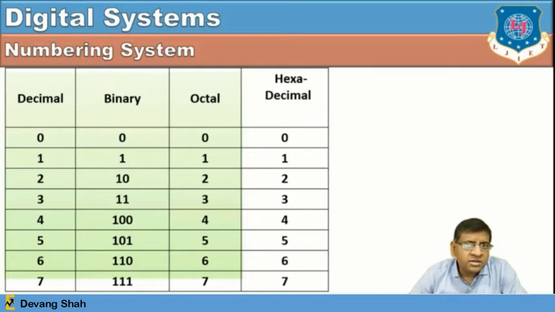So the binary numbering system you can represent in the form of bits. Octal has the range of 0 to 7. So any decimal number, if you want to convert into octal, the range is always from 0 to 7. Same way for hexadecimal, the range is from 0 to 9, and alphabet A to F.